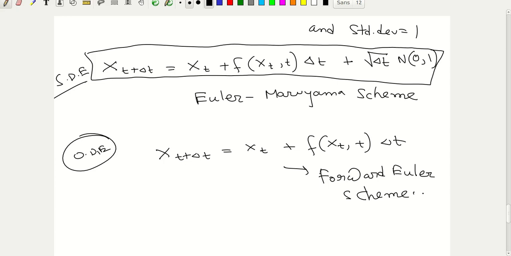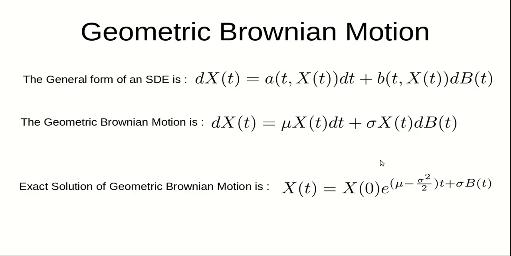which I will first solve without the stochastic part, which is basically the ordinary differential equation, and then I will add the stochastic part and see how it will deviate from the ordinary differential equation solution. So let's go to the coding part. The formula that I just derived is basically for the geometric Brownian motion. So let me simulate that thing.